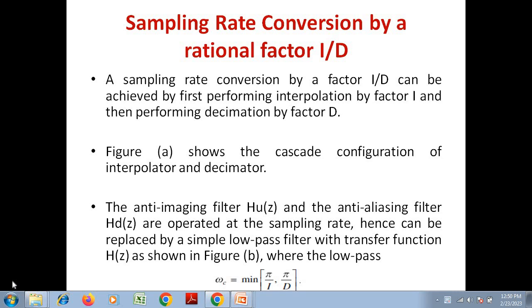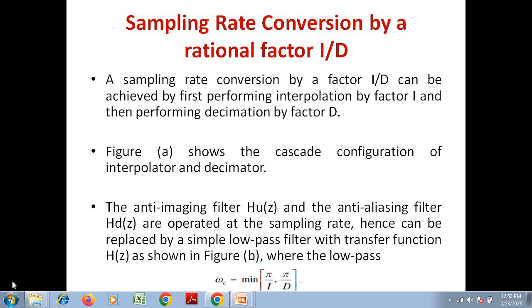But if the ratio I by d is there, in what way can the given input signal be converted, at what particular rate, and what is that rate? All this analysis we are going to discuss in this topic. So this factor can be achieved by first performing the interpolation by a factor I, and then performing the decimation by a factor d.